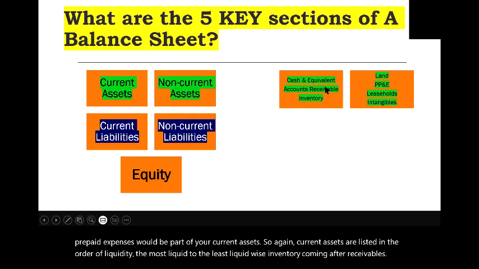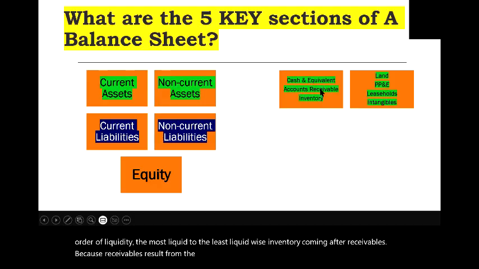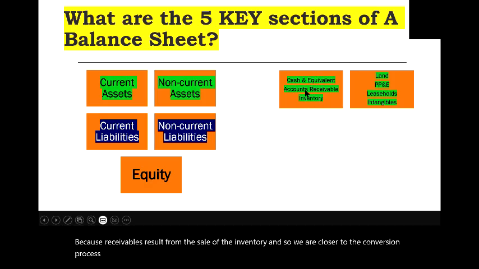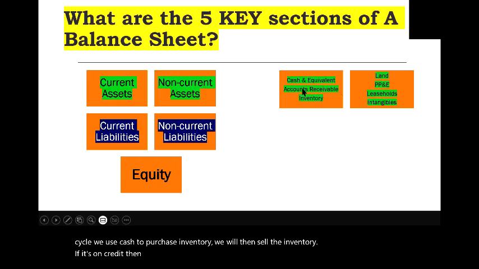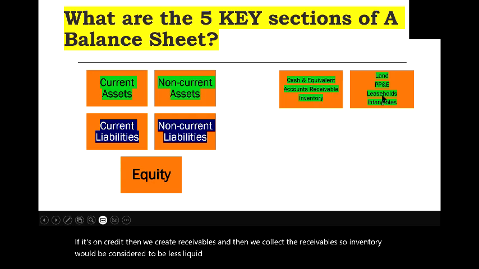Because receivables result from the sale of the inventory, we are closer to the conversion process to cash in the operating cycle compared to inventory. Recall that with the operating cycle, we use cash to purchase inventory. We will then sell the inventory. If it's on credit, then we create receivables and then we collect the receivables. So inventory would be considered to be less liquid than accounts receivable.